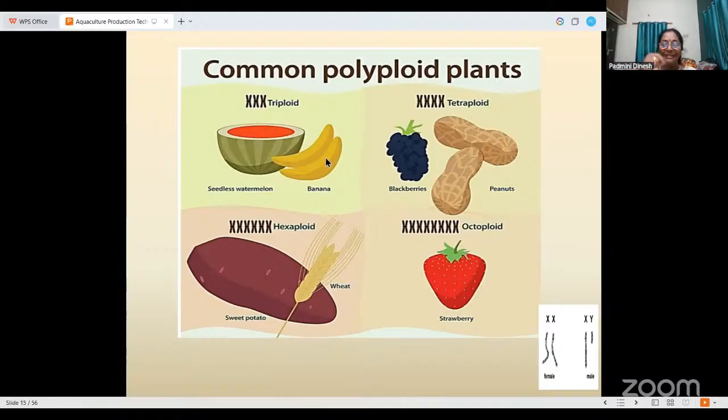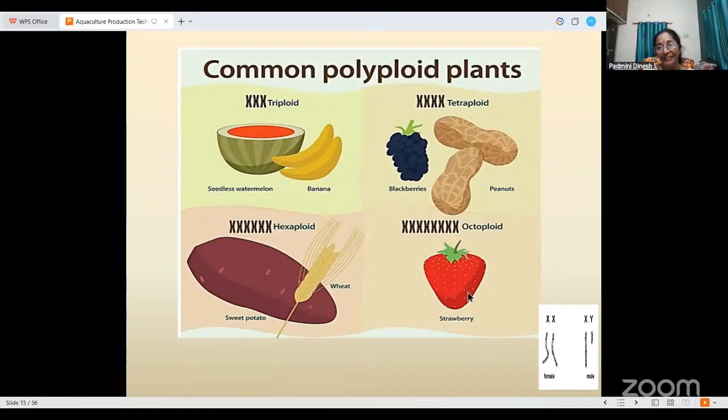Earlier, if you would have eaten a banana, in the center you must have seen some seeds. But nowadays, no seeds at all. Seedless banana. Now, when you're talking about blackberries, very small ones earlier, now you have bigger ones. Peanuts, also big in size. And also the strawberries, earlier, if you remember, you had only the small ones. Nowadays they're selling on the streets outside with that big size.